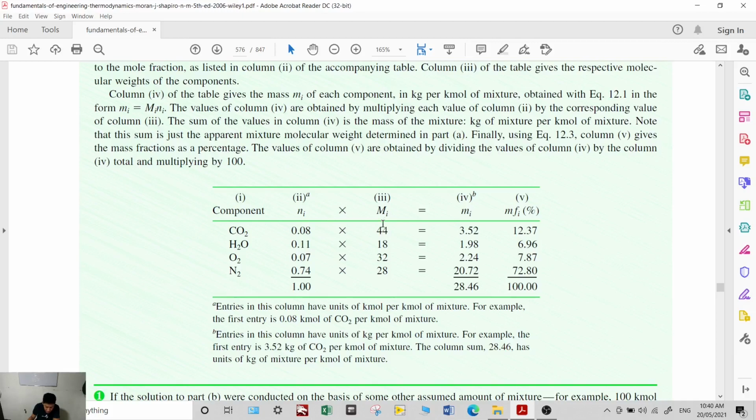And then you multiply that by the molecular weight, so you get the mass. What is the mass of CO2? 3.52 kilograms, no? And so on. And then you sum up the masses, because what you need for the mass fraction is the mass of the CO2 component and then the total mass, which is 28.46. You divide 3.52 by 28.46. You'll get this one, 12.37. Okay?